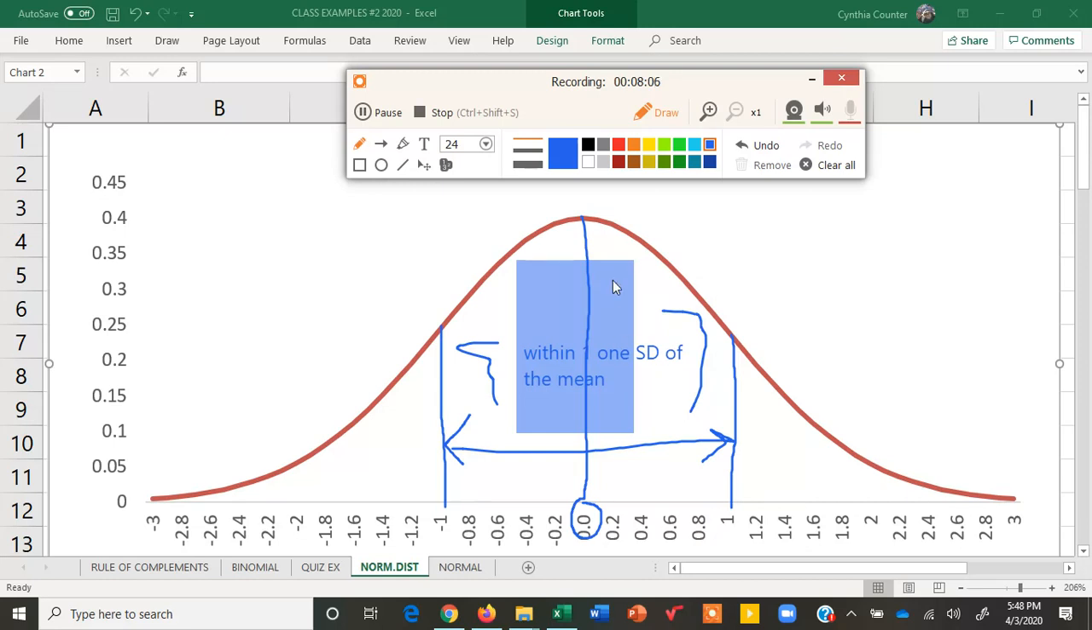All right, it turns out that that is 68% of the data. So all in here, 68% of the data is within 1 standard deviation of the mean.